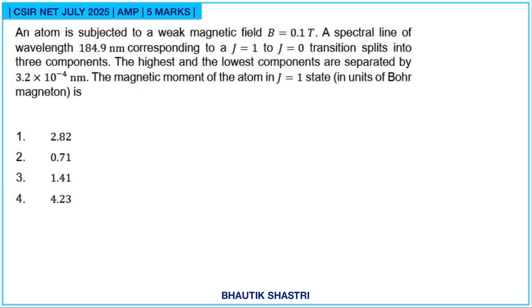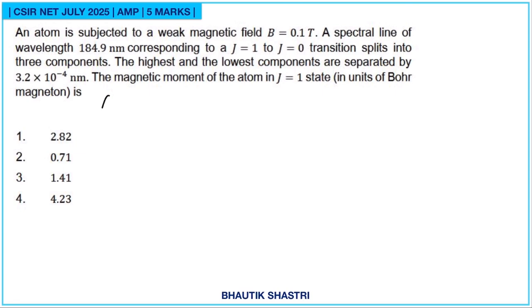Next question. An atom is subjected to a weak magnetic field B equal to 0.1 Tesla. The spectral line of wavelength 184.9 nanometer corresponding to a J equal to 1 to J equal to 0 transition splits into 3 components. The highest and the lowest components are separated by 3.2 into 10 to the power minus 4 nanometer. The magnetic moment of the atom in J equal to 1 state is.